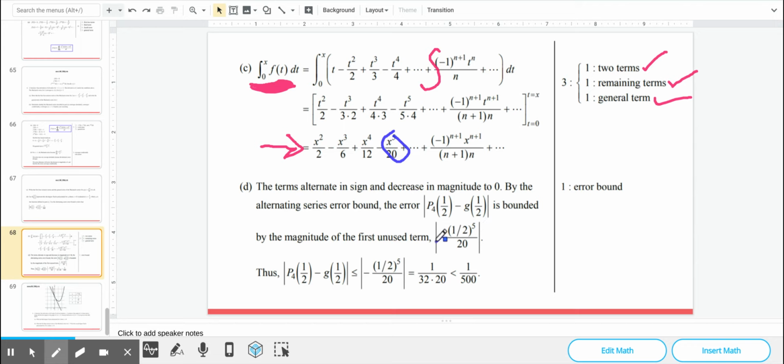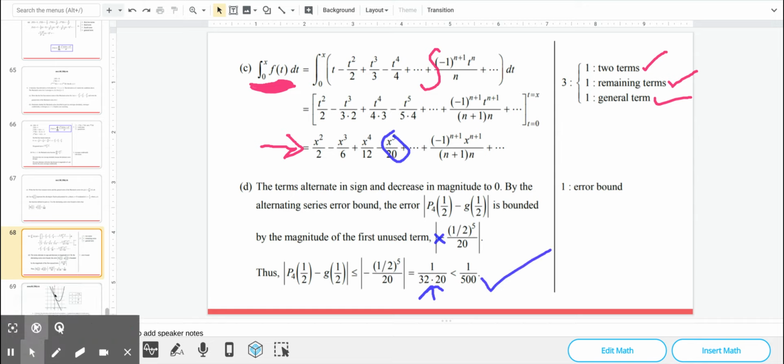It's an absolute value, so this negative really doesn't matter. And so 1/2 to the fifth is 1 over 32. I would divide that by 20. It really just becomes 1 over 32 times 20, which is 1 over 640, right? Which is definitely less than 1/500. And so I'm good. All right. Okay.